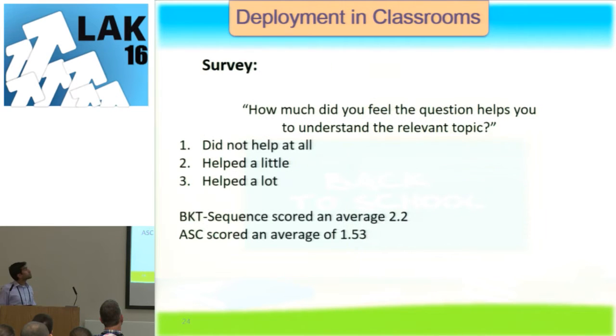We also wanted to ask the students if they feel that our sequence of questions helped them to understand the topic better. So we asked them, how much do you feel the questions helped you to understand the relevant topic? We gave them 3 options: did not help at all, helped a little, or helped a lot. The BKT sequence scored an average of 2.2 out of those 3 options, and the ascending algorithm scored an average of 1.53. So students who used our BKT sequence felt that it helped them understand the topic better.